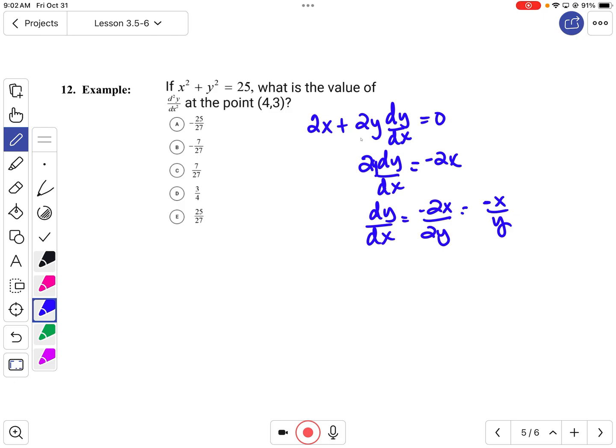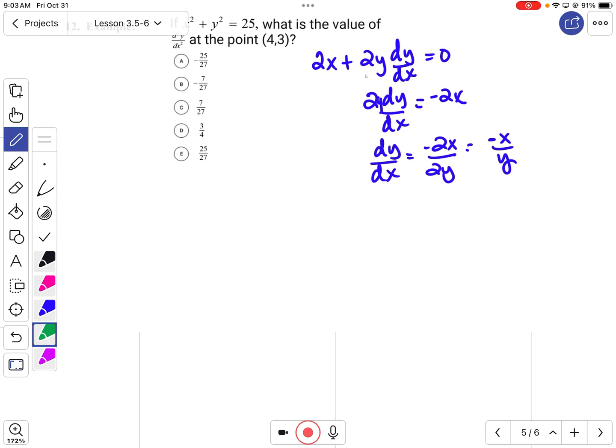Okay, so here's what I see. We do really good on the first derivative, and then things fall apart a little bit on the second. So let's start here. If we do this one, 2x plus 2y dy/dx, move the 2x over, and then those 2's reduce. If you can reduce, you should before you take that second derivative. It'll just make your arithmetic nicer in the end.